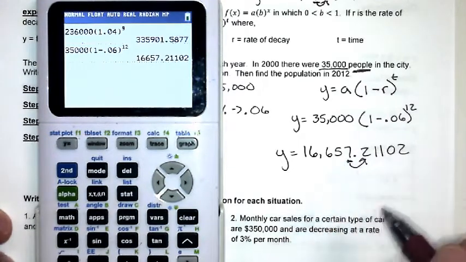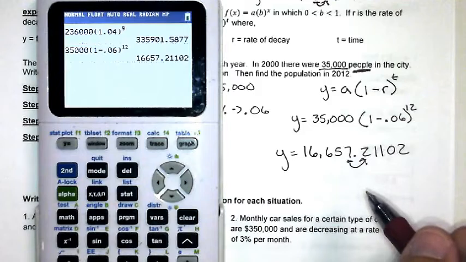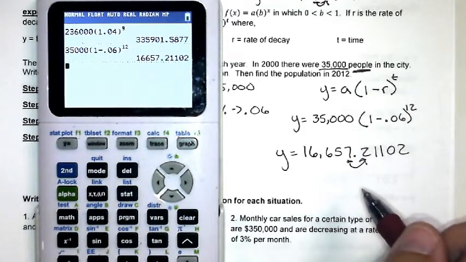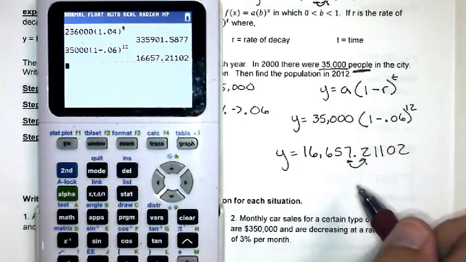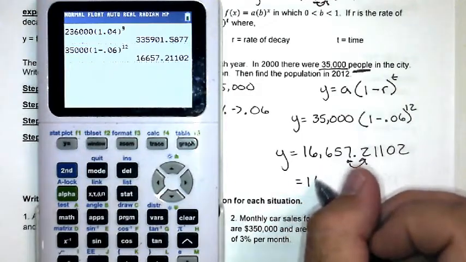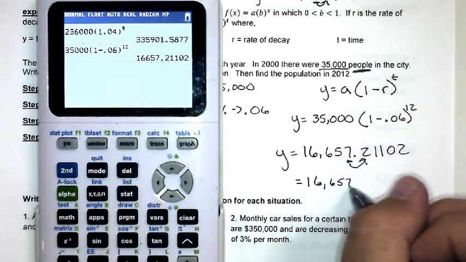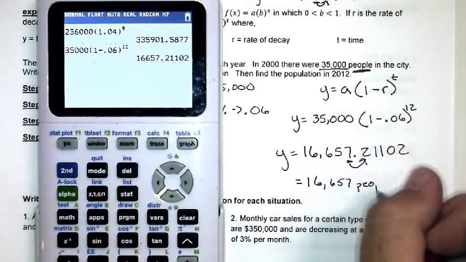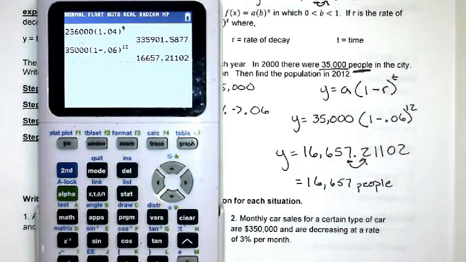There's a rhyme for rounding. You may have heard it. You may not have heard it. The rhyme is: 5 or more, add 1 more; 4 or less, let it rest. Elementary school. Okay? So that would round to 16,657 peeps. People.